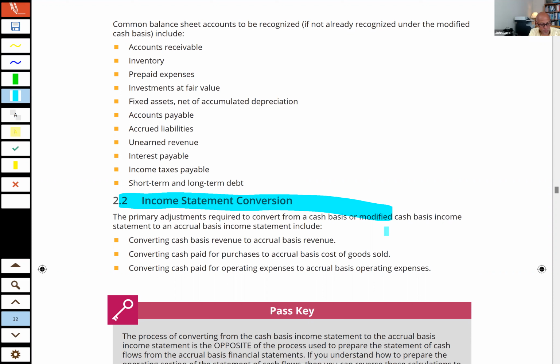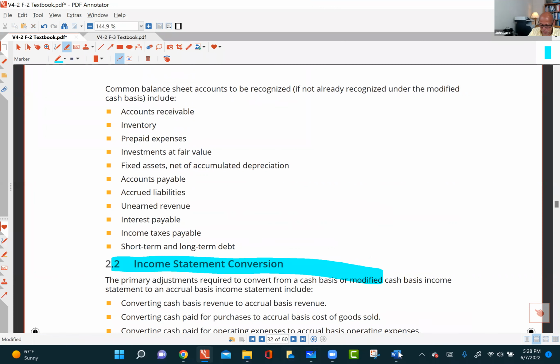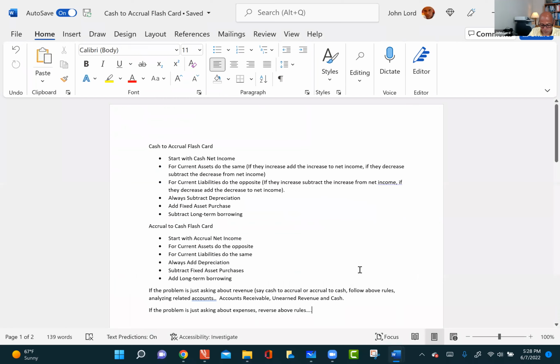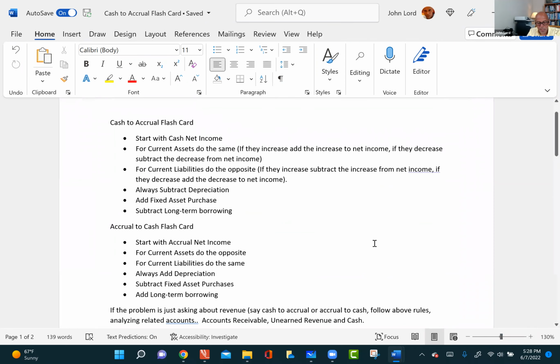Okay. And so the best thing for us to do at this point is look at this flashcard, which is in e-learning, that I posted up there for you. Let's just take a look at what you're going to have to memorize here and get comfortable with and then practice with. Then we're going to look at some of the examples that are in the textbook to see if we apply these rules consistently, do we end up with the correct answer? So if we're going cash to accrual, what'll happen? And we're talking about net income.